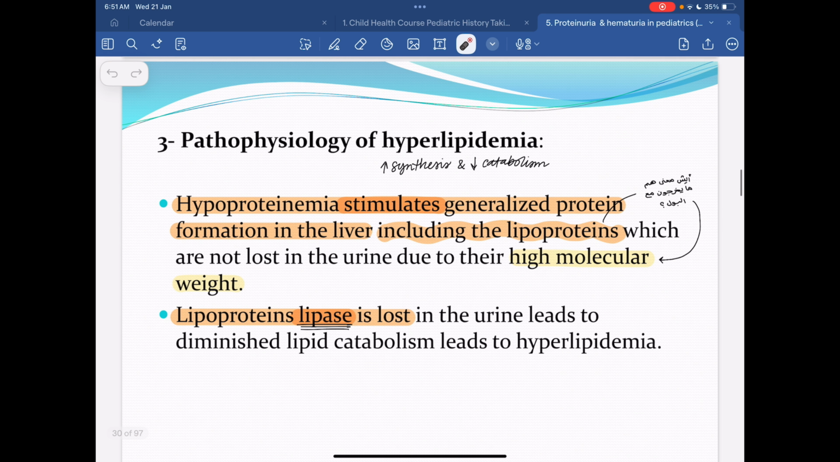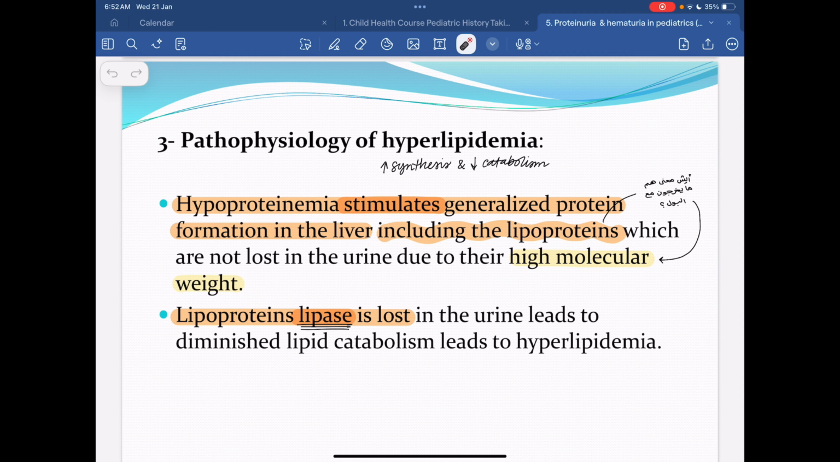وآخر شيء pathophysiology of hyperlipidemia. طيب، hypoproteinemia stimulates the liver. الليفر الحين بيحاول synthesizes albumin عشان يعوض. طيب الليفر مو بس يعطينا الالبومين، الليفر يعطينا other lipoproteins. وهذه الليبوبروتينز ما قاعد تطلع بينما الالبومين قاعد يطلع، الكومبلمنت كل شيء قاعد يطلع. ليش؟ because they have a high molecular weight, they remain inside the serum.